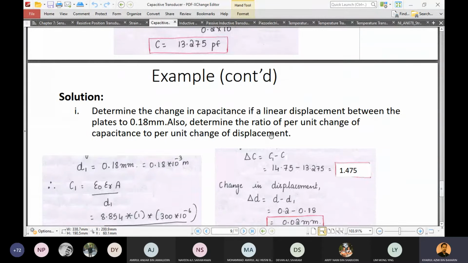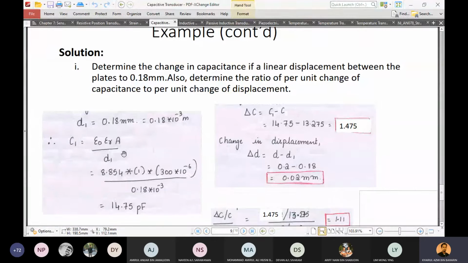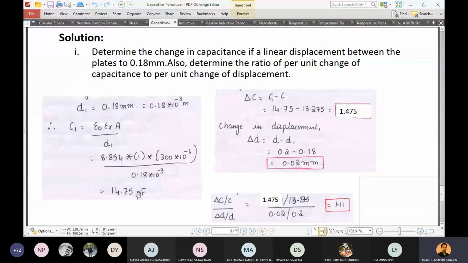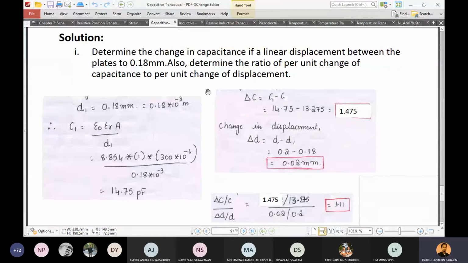Now we want to find the capacitance if the distance is reduced to 0.18. We just replace the D value in the equation, and we get 14.75. The rest is the same. The original one is 13.275. When you reduce the distance, because the distance becomes shorter, the capacitance becomes larger. So we get 14.75.